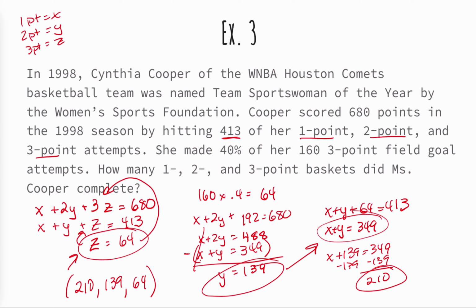And so what I did to check was take the x, the y, and the z and plug them into this second equation to make sure that they added up to 413 and that I didn't mess up my arithmetic somewhere. Technically, I should also plug them back into the first one to double check, but I'm going to trust my math here.